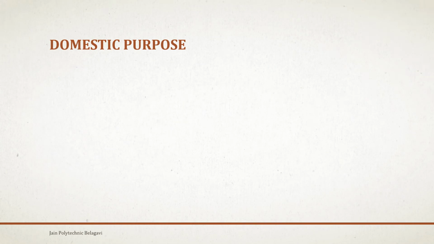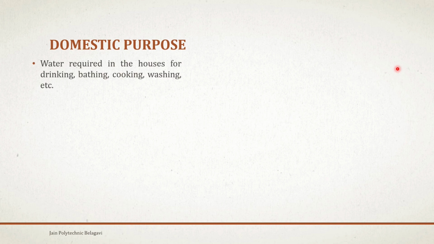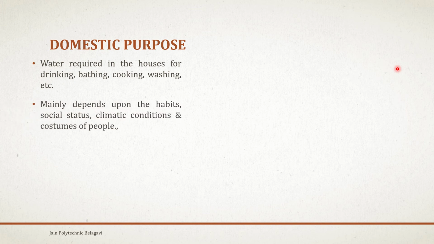Next, we'll go with the different purposes the water is used. First is domestic purposes. In this, the water required in the houses for drinking, bathing, cooking, washing, and so on. The list is again a big one. Just concentrate on these important things. It is the main thing, the purposes it's been used in households. Next, it mainly depends upon the habits, social status, climatic conditions, and customs of people.